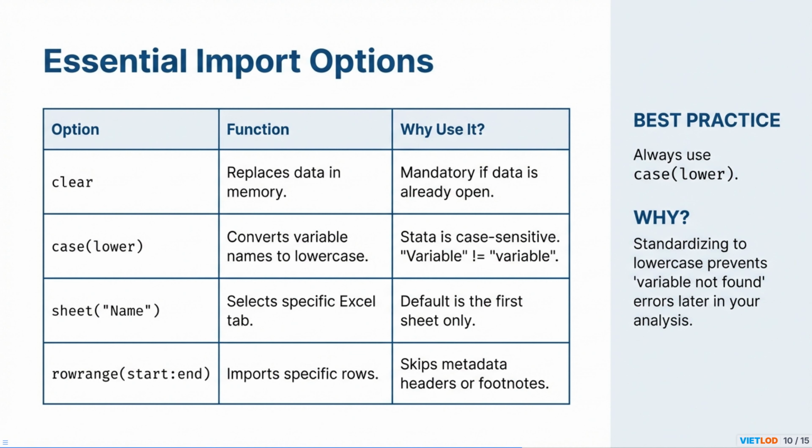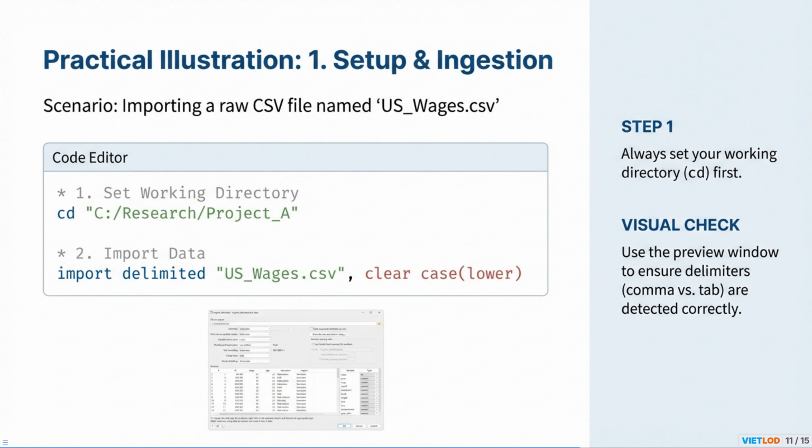The sheet option allows you to specify which worksheet to import from an Excel file. Without it, Stata will only import the first sheet by default. Finally, row range is useful for skipping metadata or footnotes at the beginning or end of a spreadsheet, allowing you to import only the rows that contain actual data. If an Excel file has an introduction on sheet 1 and the data on a sheet named Q4 data, you would use the command import excel using report.xlsx, sheet(Q4 data) clear. Let's see how these options work in practice with the two most common file types, Excel and delimited text.